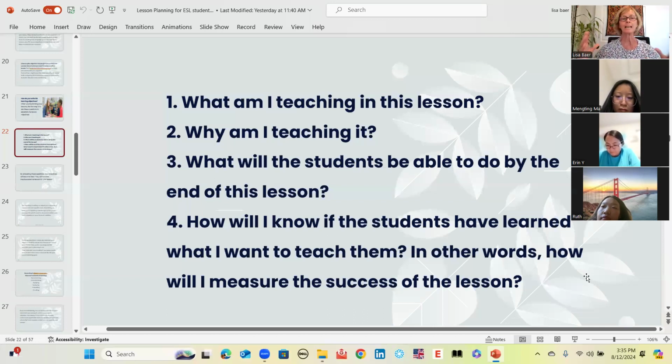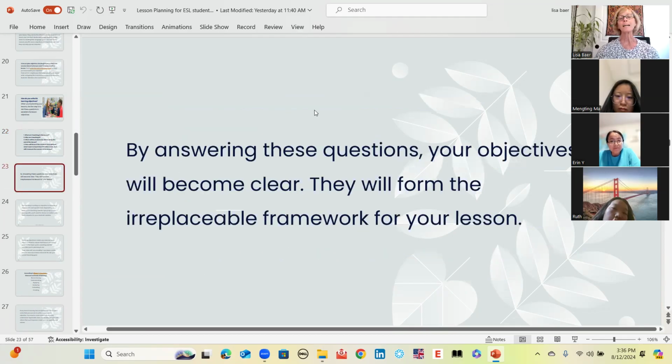But again, how will I measure the success of the lesson should be number one, because this is what you have to end up doing in the end. So by answering these questions, your objectives will become clear. They will form the irreplaceable framework for your lesson.